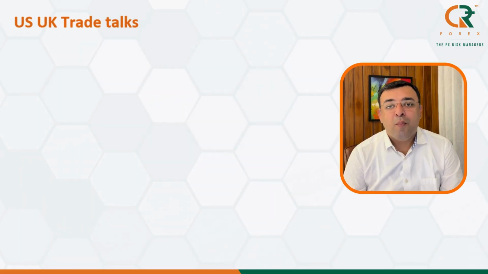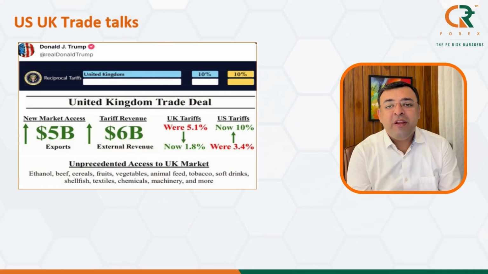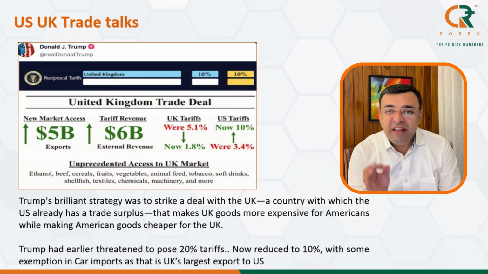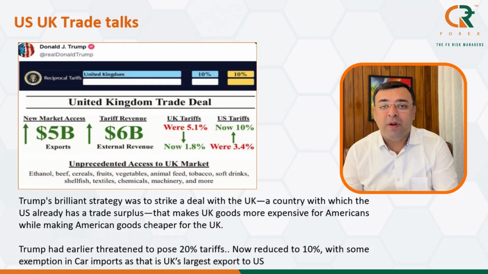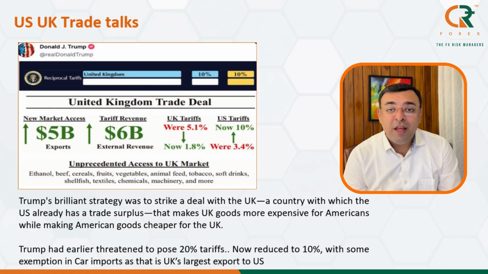The second positive news for the dollar is the signing of the UK and US trade deal. Trump strategically signed off a trade deal with the UK, a country with which it already has a trade surplus, which makes UK goods more expensive for Americans and American goods cheaper for UK people.